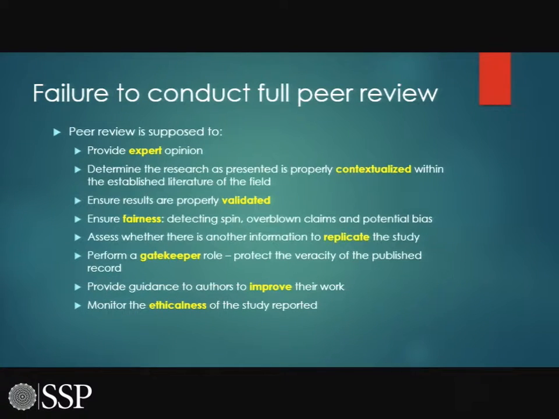Okay, so first of all, what is peer review supposed to do? Well, it's supposed to provide expert opinion. I would like to say that all journals do that. I know for a fact that quite often journals are scrambling to find reviewers, and they'll take any name that they can. We all know about the fake reviewer rings, authors acting as reviewers for their own work. So clearly that's not happening in a way that it should be.